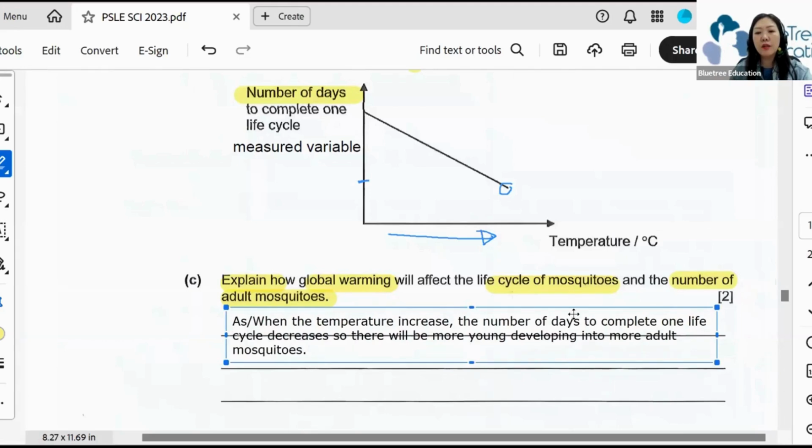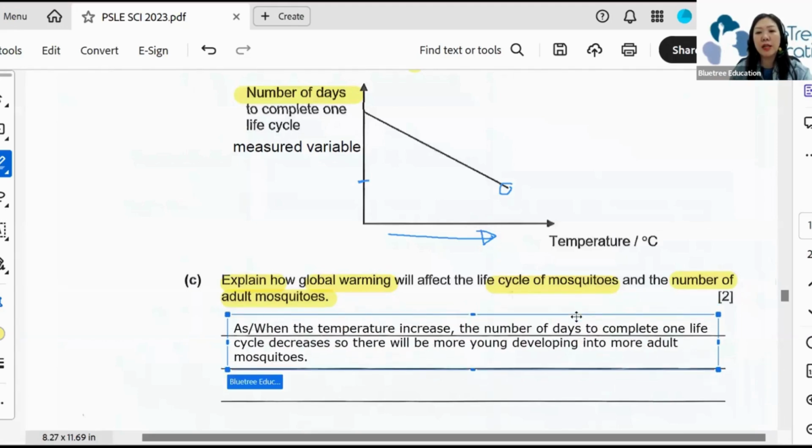Not difficult. So the first part is actually like a relationship question, right? You're comparing between the temperature and the number of days, which is provided by the graph. But the second part, you need to infer a little bit. Oh, so there will be actually more young, all right, developing into more adult mosquitoes because the life cycle now has decreased, right? So the young develops into adult faster.